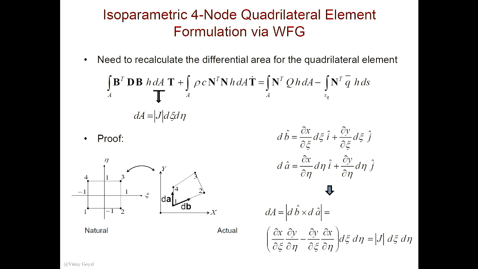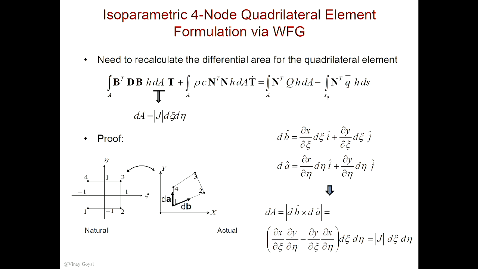Moving forward here, I'm primed to move forward. B bold, I know how to deal with that. D bold, I know it fully, that's the conductivity matrix. H is the plate thickness, so I'm basically ready. N bold, I know the shape functions. It's a changing variable at this point. dA is the only thing here that I need to tackle. I don't know how to quite tackle it. But the bottom line is that dA is just the determinant of J, dξ dη.